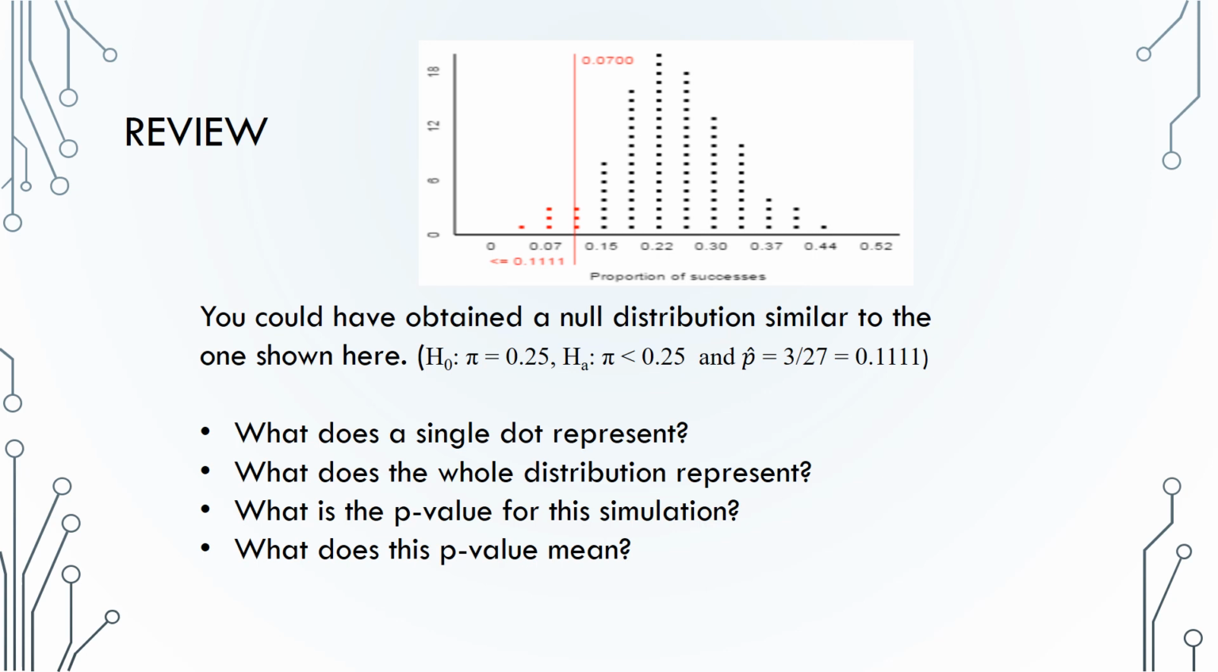The p-value from this distribution was 0.07. And what does that p-value mean? In 7 of 100 samples of 27 people who picked a cup at random from 4 different cups, 3 or fewer people chose tap water.